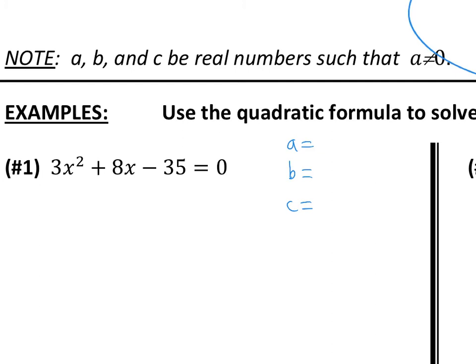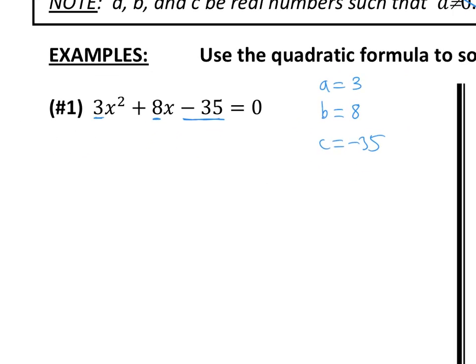So what's our a? What's in front of the x squared? Well, you can see it's going to be a 3, right? 3 is in front of the x squared. What's our b? What's in front of x? Well, we have an 8. 8 is in front of the x. And what's our constant, the number all by itself? Well, we have negative 35.